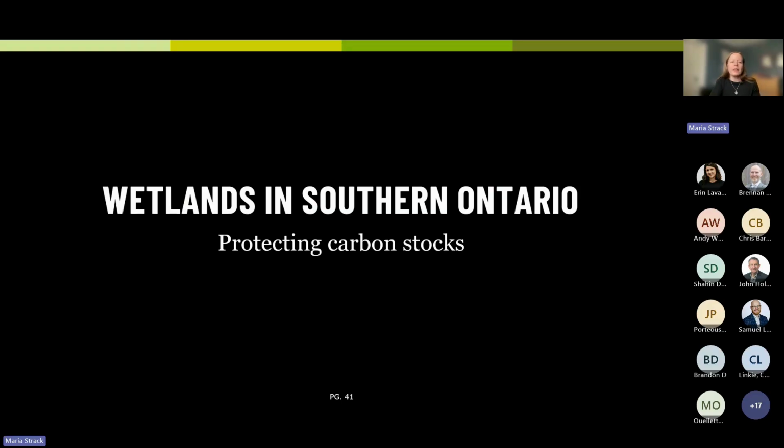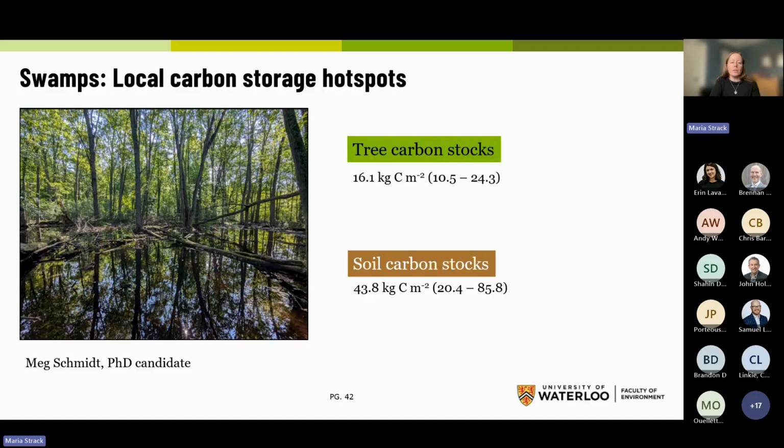So with that in mind, I just wanted to walk through one example of some of our recent work thinking about wetlands and their carbon storage in Southern Ontario. The wetlands that remain in Southern Ontario are now predominantly swamps. These are forested wetland ecosystems, which can be wet and flooded, like in this image that I'm showing here, for parts of the year, but are often also quite dry in other parts of the year. So often you may just think of it as a beautiful temperate forest that you're walking through.